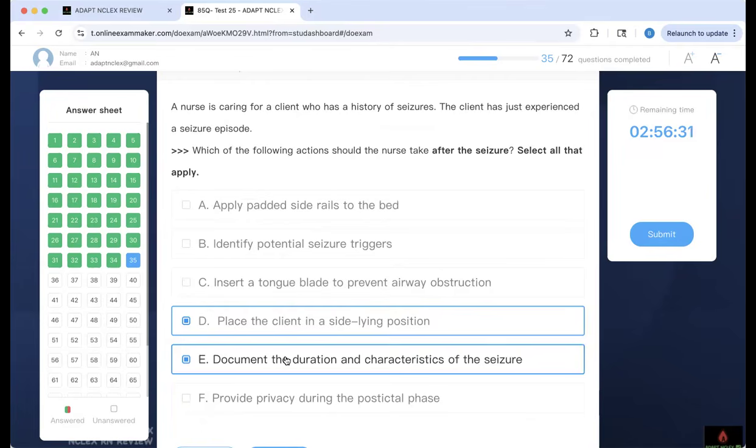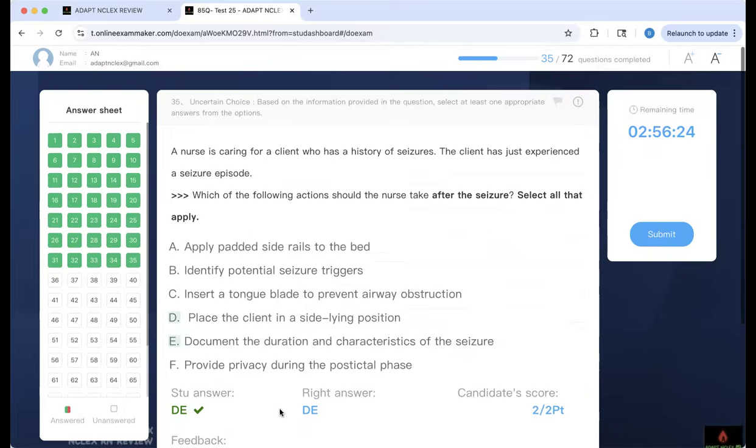There's no privacy after you have a seizure. We've got to stay with you. We've got to orient you. We've got to protect your airway. Therefore, F is a trap. Don't pick it.